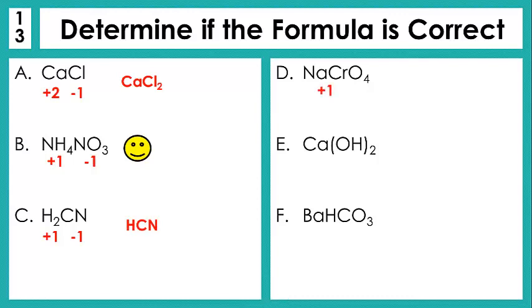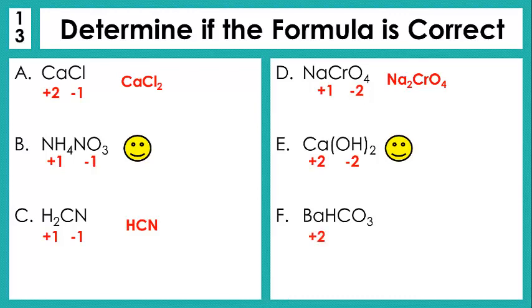The next one, sodium has a +1 charge and chromate has a -2 charge. So I should have 2 sodiums to balance out the -2 from the chromate. The next one, calcium has a +2 charge and each hydroxide is -1. So the total, because there's 2 of them, gives me -2. So that one is okay.